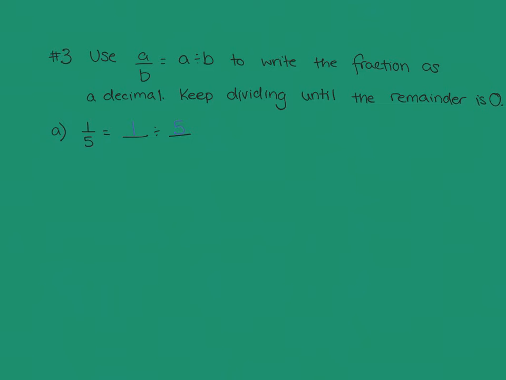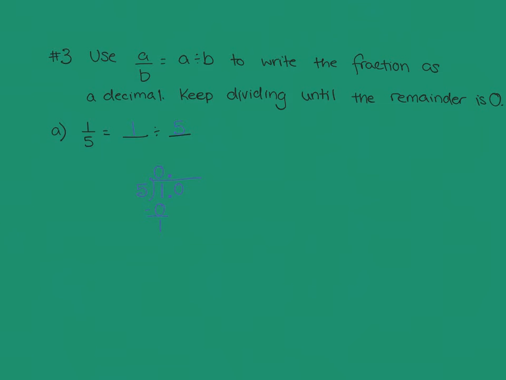Now we need to do some long division. So this is going to feel wrong, but it is the right way to do it. Our first number is what goes inside the long division sign, and our second number goes on the outside. We will need to use decimals. So 5 goes into 1 0 times. 0 times 5 is 0. We have 1 left over.